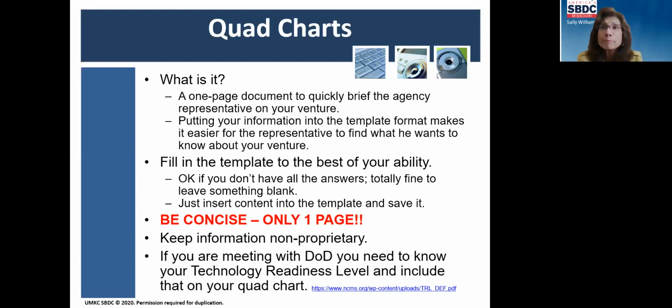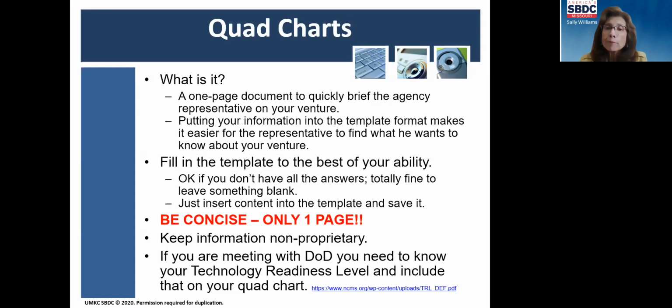Be concise. Do not make this template go more than one page. It's a PowerPoint slide, right? So don't make it longer. They only want it to be one page. So don't try to make it bigger. I've had people that try to do that. They don't like that, okay? So just make it one page. Write only what fits into the box, okay?